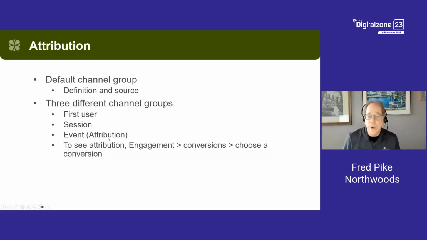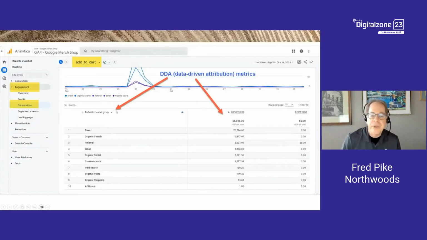And that's, we've already seen an example of this. That's when it says default channel group here under conversions, and we have our decimal points over here. This is from that 3rd default channel group. Even though it doesn't say anything other than default channel group up here, you just have to know, oh, that's not first user. Oh, that's not session. This is event or data-driven attribution default channel group.